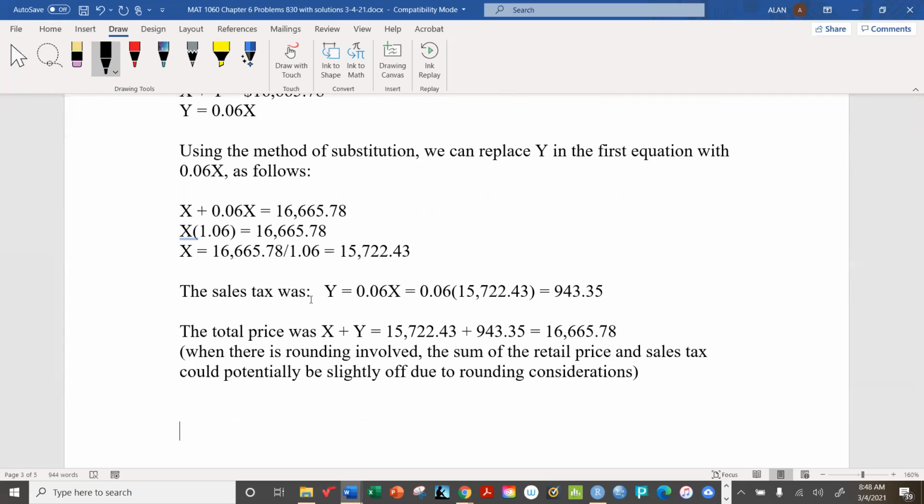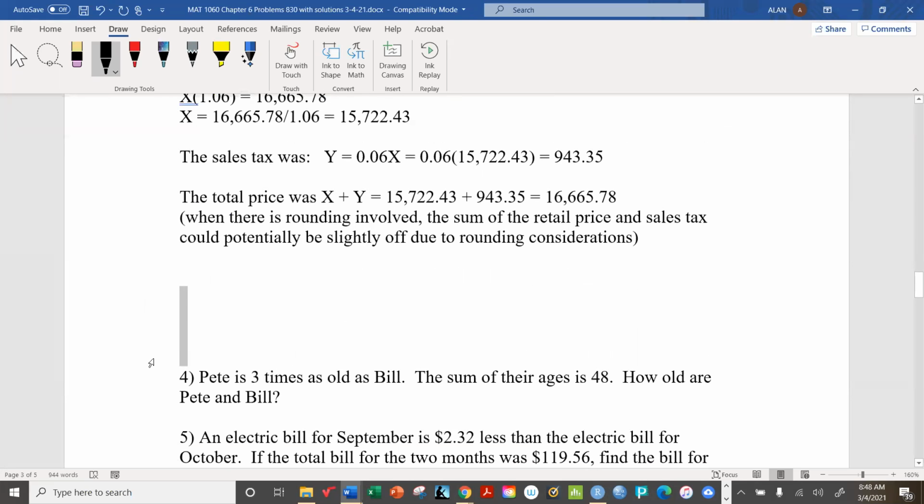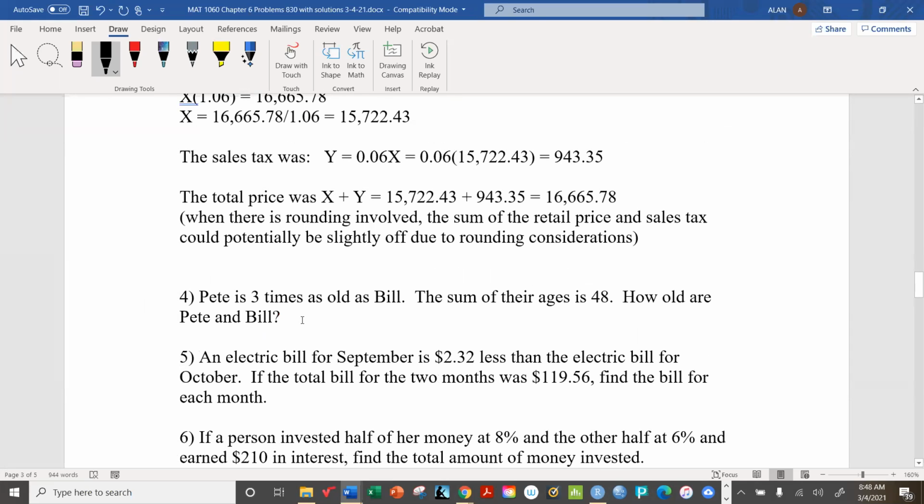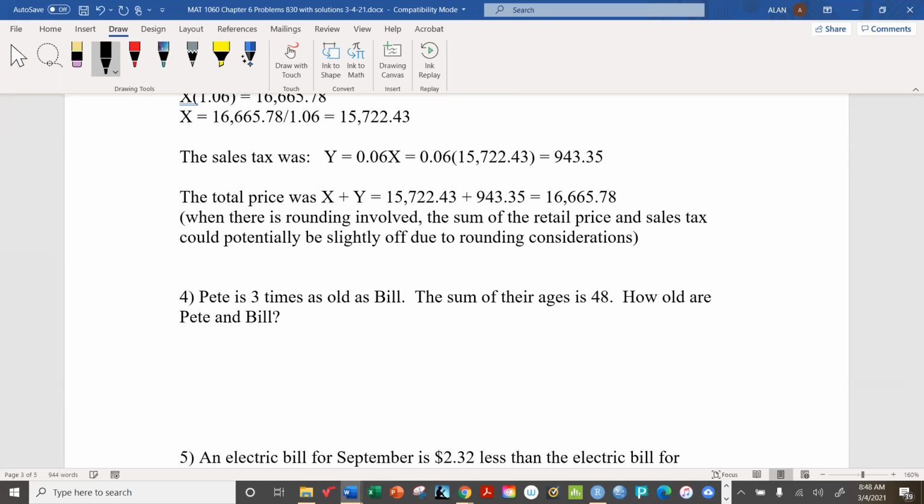All right, what else do we have here? Ooh, now here's one of these classic cases that you've seen before, probably on the SAT that you took to get into the school. Pete is 3 times as old as Bill. The sum of their ages is 48. How old are they? All right, so let's just say X will be the age of Pete. Y will be the age of Bill.